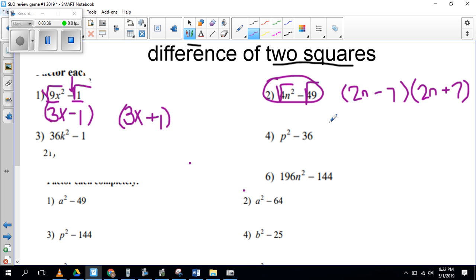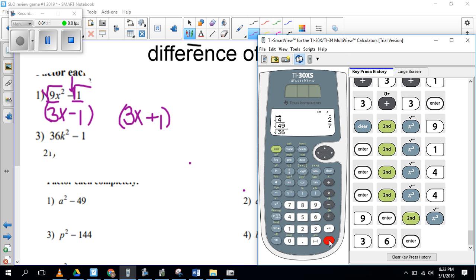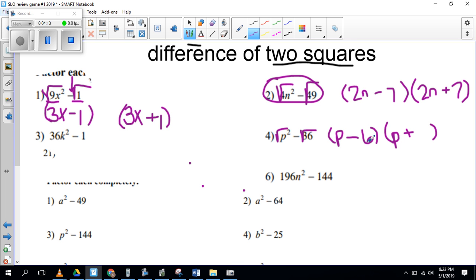Okay, let's go to number 4. Number 4 is easier. Probably should have started here. But guys, with this one, we take the square root of p squared and the square root of 36, because we see a minus sign. So I'm going to have my 2 parentheses, one with a minus, one with a plus. The square root of p squared is p, so you put one in each parentheses. The square root of 36, if you didn't know, second, square root, 36, and we should get 6. Okay? So your answer should be p minus 6, p plus 6.